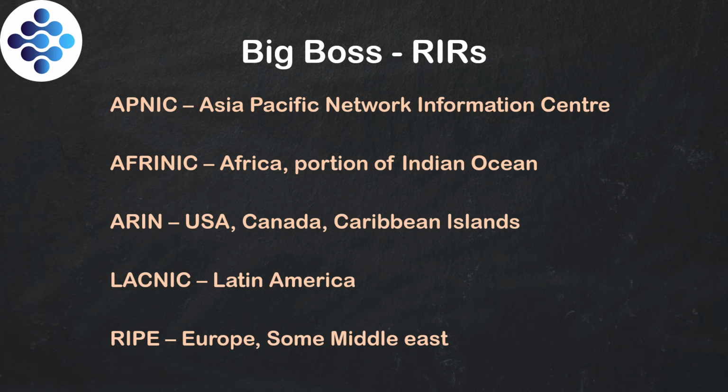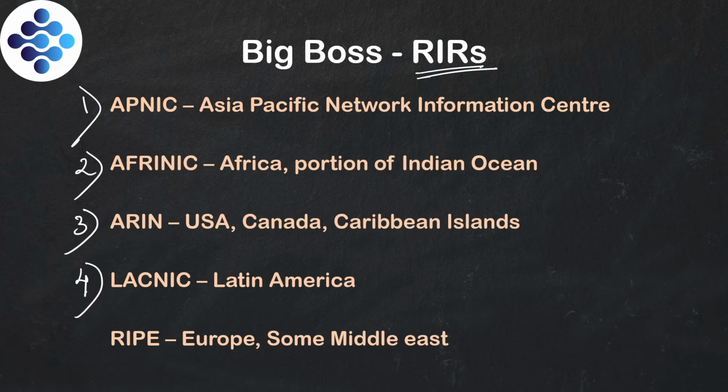Now these RIRs, Regional Internet Registries. One is APNIC, Asia Pacific Network Information Center, that is for Asia Pacific. This is AFRINIC, that is Africa and portions of Indian Ocean. Then we have got ARIN. This ARIN is for USA, Canada and Caribbean Islands. Then for Latin America there is a separate one, it's called LACNIC. And finally the RIPE, which is for Europe and some Middle East countries.